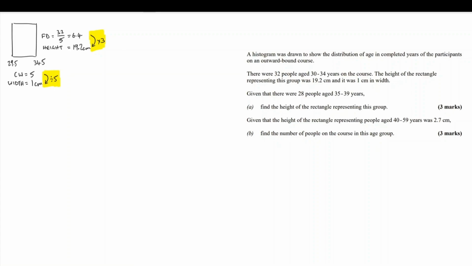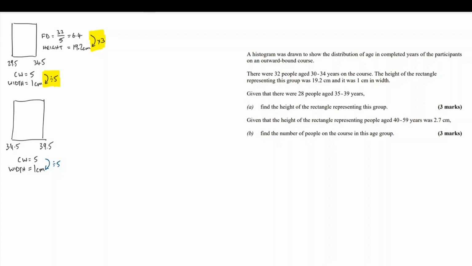Carrying on, we were told that there are 28 people aged 35 to 39. And we've been asked to find the height of the rectangle representing this group. Okay, let's get a quick diagram. 35 to 39, that is a class width of 5 again. So I can already see that the width here is going to be 1 centimeter when we apply the scale factor. The question isn't actually giving us any marks here, and that's likely because there wasn't much to do. It was exactly the same class width, so we knew it was going to be exactly the same drawn width.